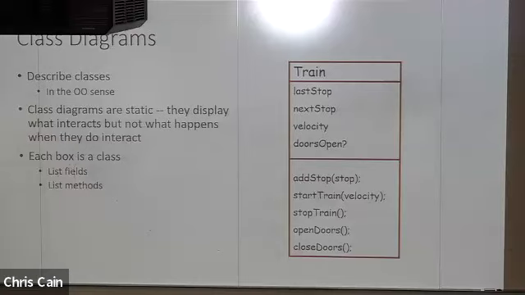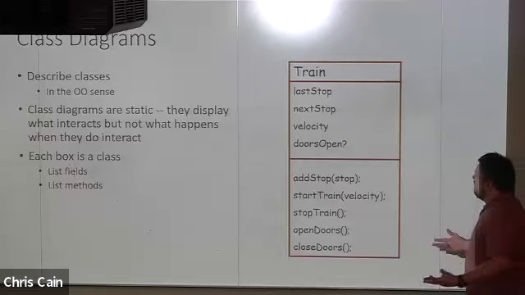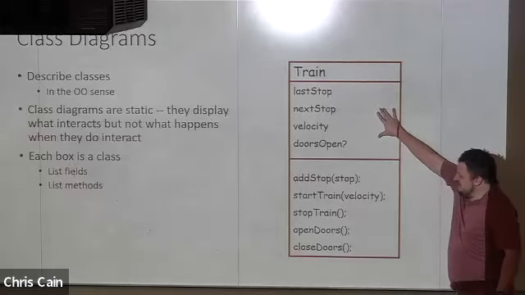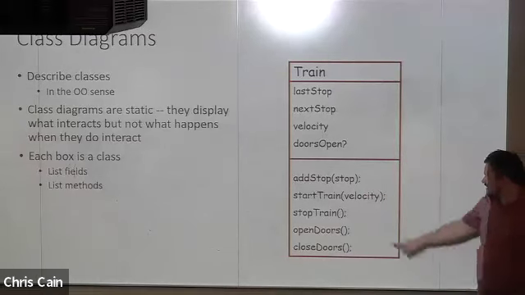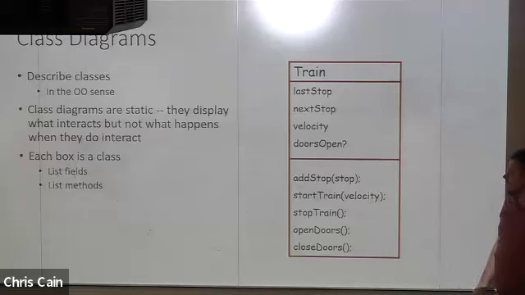So a class diagram is going to explain a class at a high level. Again, it's not going to tell you about the implementation, but it's kind of like an interface. It tells you what are the fields, what are the methods. For the methods, it'll tell you what the associated parameter is.